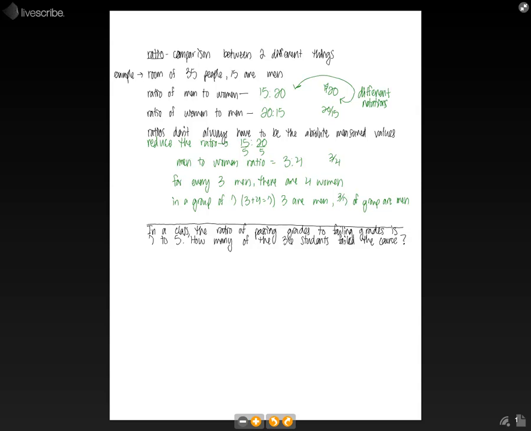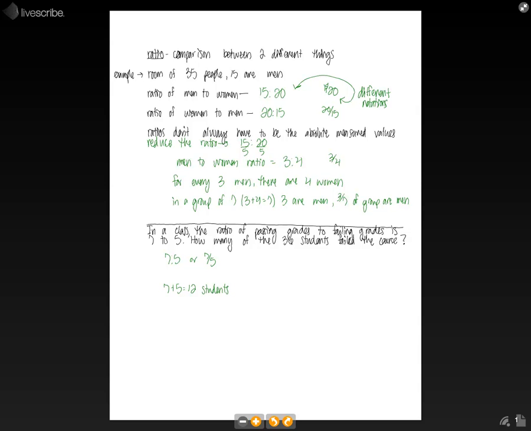And so if we look at one more example to kind of help see how this all comes together, we have a class that has a ratio of passing grades to failing grades that is 7 to 5. And we are asked how many of the 36 students failed the course. So we know our ratio is 7 to 5, or we can write this as 7 over 5. So we can say our representative group will be 7 plus 5, or 12 students, just like in the example we did above.